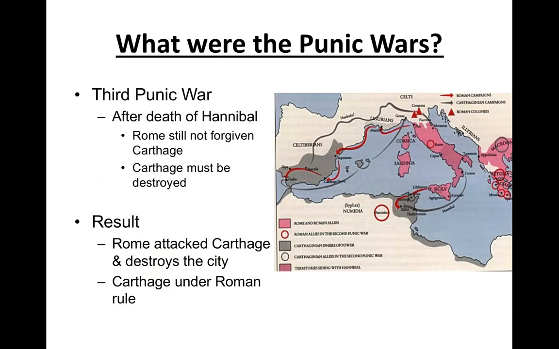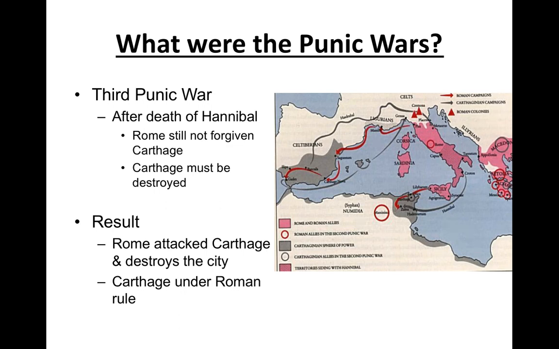That leads us to the third of the Punic Wars. Rome is not done. After Hannibal's death, they decide that they cannot forgive Carthage for what they did by surprise attacking them. And so they decide that Carthage must be destroyed. So as a result of that, Rome attacks the city-state of Carthage. The only territory they control is at Africa at that point. They destroy the city, and Carthage becomes a Roman city at this point.